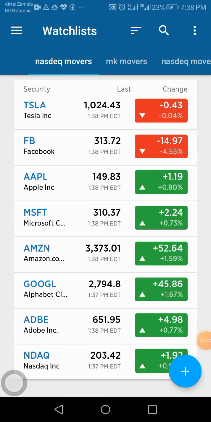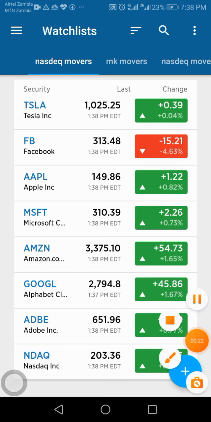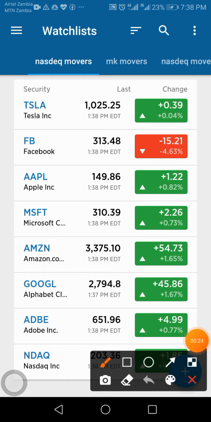Now, ladies and gentlemen, you find that what you simply focus on are the greens and the reds. The more greens you have, the higher the chance of the market trending up. Okay, and another thing you need to pay attention to are the volumes of that market.